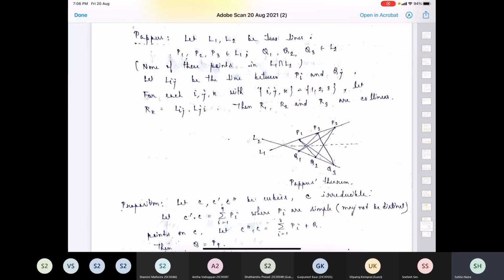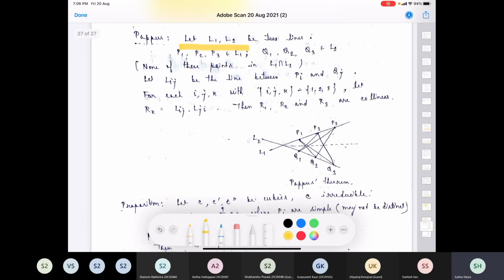It's also very nice. If L1, L2 are two lines, and P1, P2, P3 belong to L1, and Q1, Q2, Q3 belong to L2. So here are two lines, L1 and L2, with P1, P2, P3, Q1, Q2, Q3. Obviously, you have assumed that none of these points is the point L1 intersection L2. Now, let Lij be the line between Pi and Qj. So I have drawn all the lines PiQj where i is not equal to j. For each i, j, k in 1 to 3, let Rk equal Lji dot Ljk. So now R1, R2, R3 are collinear. You can see that this is collinear. So it is also a ready application of the above proposition.